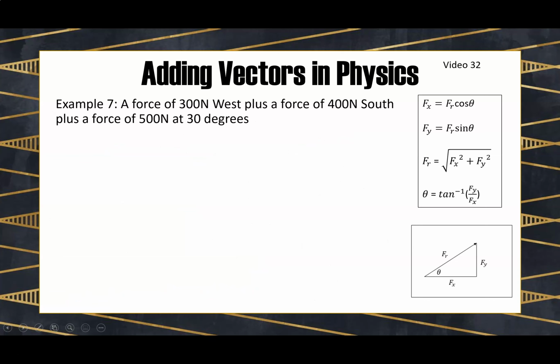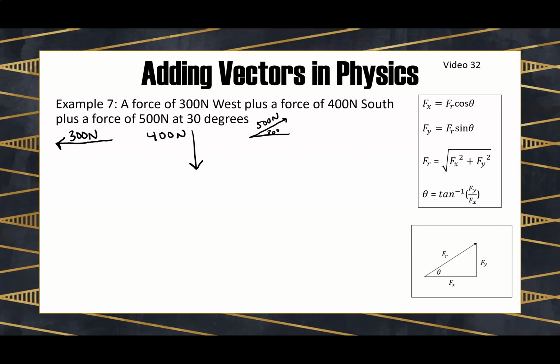Okay, let's try example 7. Now I can guarantee you that this one is going to be a little bit trickier to find the angle, even though we thought the last one was too. All right, so here we go. We've got a force of 300 newtons west plus a force of 400 newtons south plus a force of 500 newtons at 30 degrees. So drawing that, you don't have to draw it if you don't want to. I like it just because I feel like I can check my answer with it, make sure the reasonableness makes sense. And then we've got 400 newtons south. That's going south. And then we've got 30 degrees with, what's our magnitude here? 500.